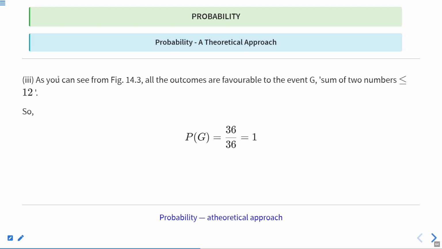And now let us see the third one. As you can see from figure 14.3, all the outcomes are favorable to the event G, the sum of two numbers less than or equal to 12. So the probability of G is equal to 36 by 36, that is equal to 1.